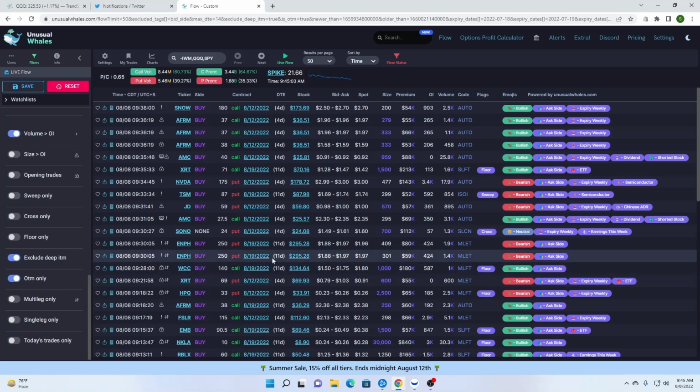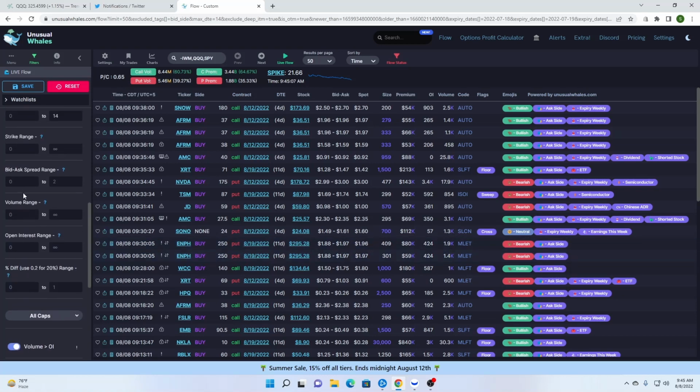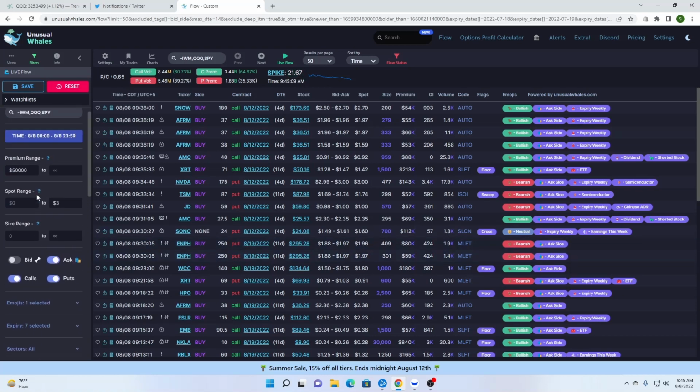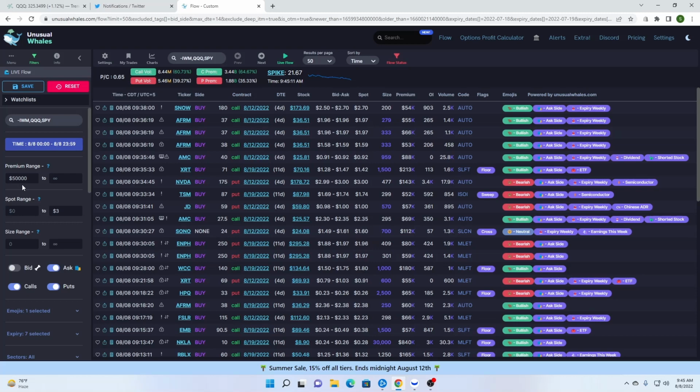Sometimes those 50Ks aren't really being hit, so I'll set my premium range down to 10 or 20K. Later in the week, I've noticed that the 10 and 20Ks do tend to work a little bit better. More things show up, more interactions. But in this case, how I use this, AFRM definitely stands out.